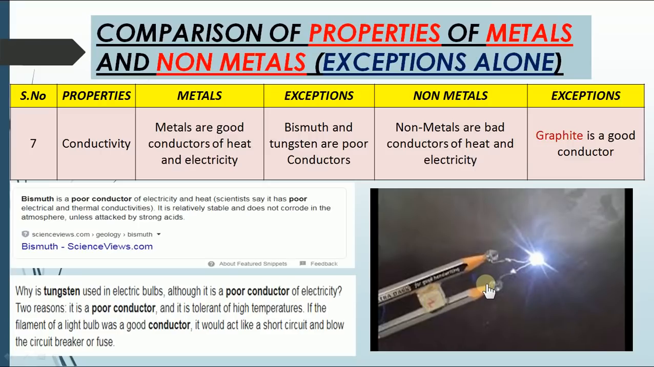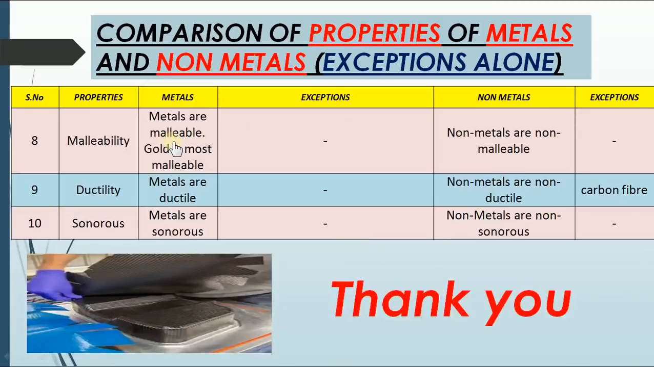Now come to the next one, the last property we're going to talk about, malleability. What do you mean by malleability? Metals can be drawn into sheets by beating. There are no exceptions here, but gold is highly malleable. This information you should know. Similarly, non-metals are non-malleable, so we cannot make them into sheets. But the exception is carbon fiber, because you could see the carbon fiber sheets here.